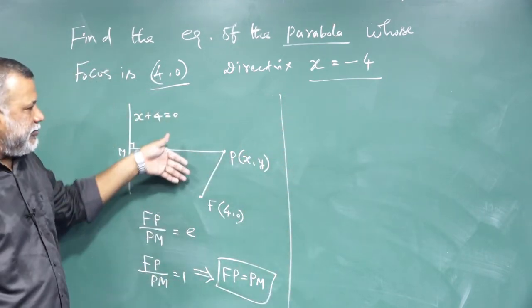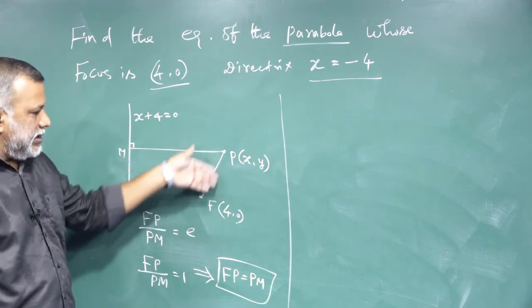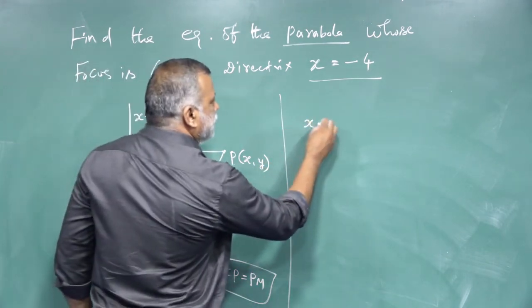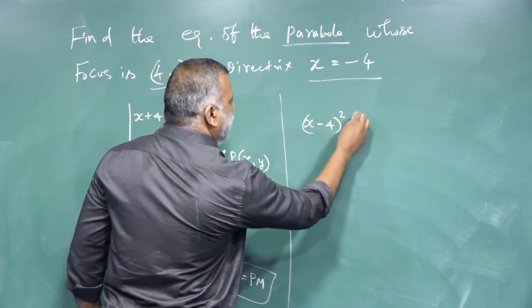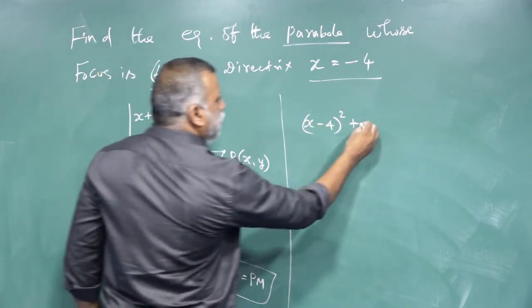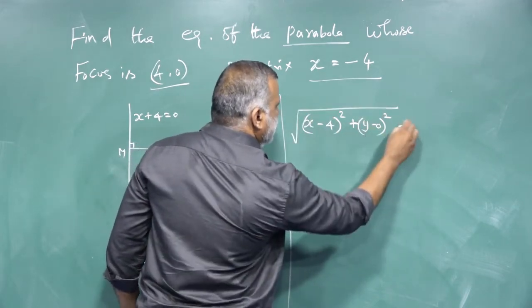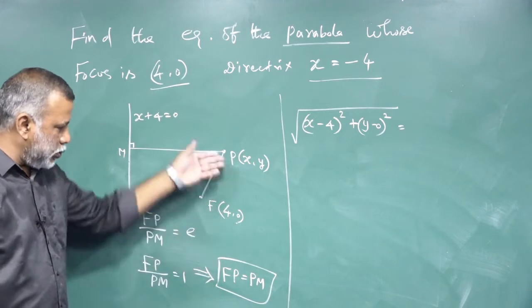Now listen to this one. What is the meaning of FP from this diagram? It is nothing but the distance between 2 points. So the square root of (x minus 4) the whole squared plus (y minus 0) the whole squared. Take the square root, the distance between 2 points.